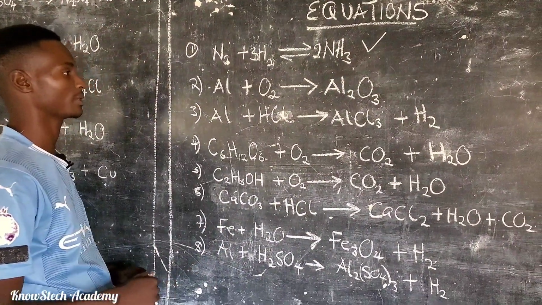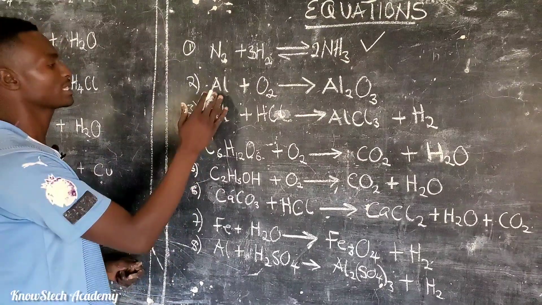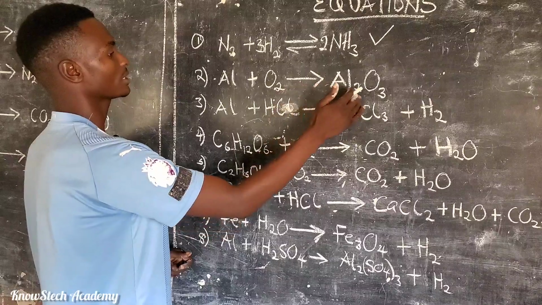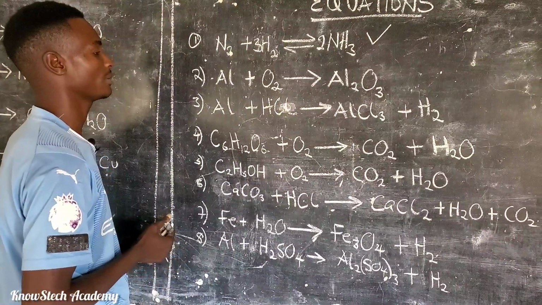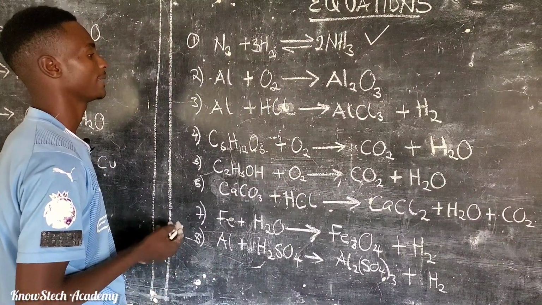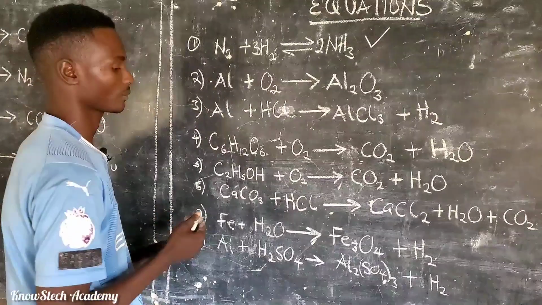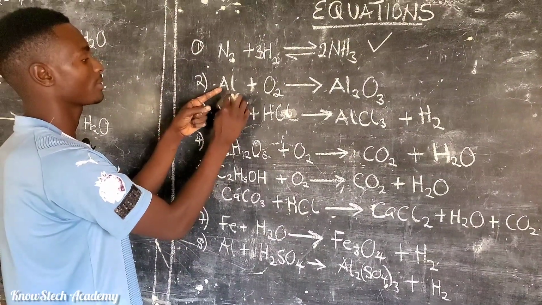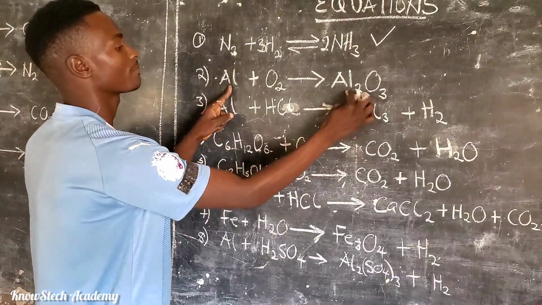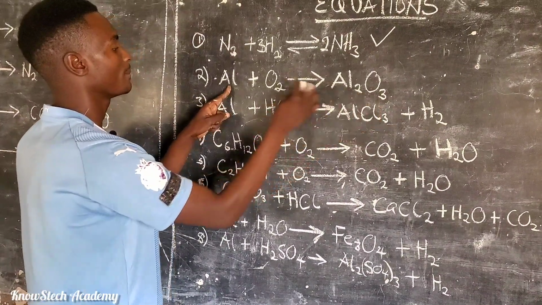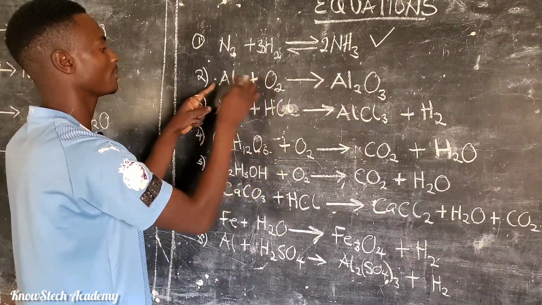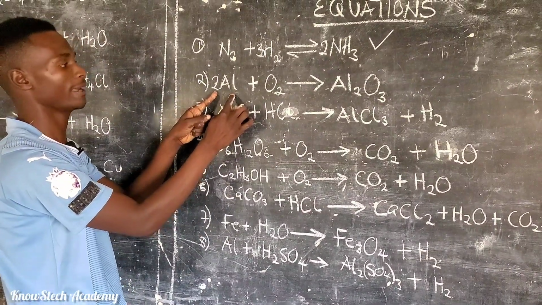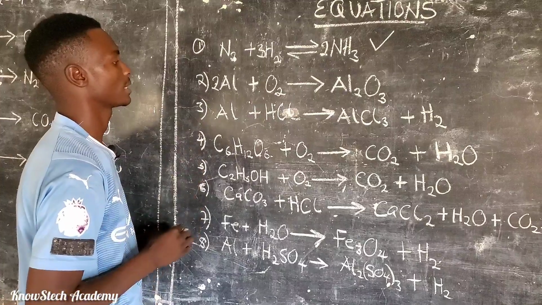Let's go to question number 2. This is aluminum, this is oxygen. Then what is formed there is aluminum oxide. We do the same. We have 1 atom of aluminum on the reactant side. Then on the product side, we have 2. So to balance aluminum, we are going to write a 2 here on the reactant side. So aluminum is balanced.